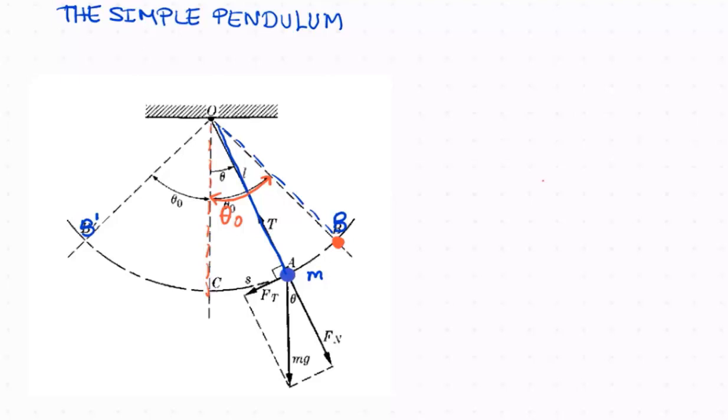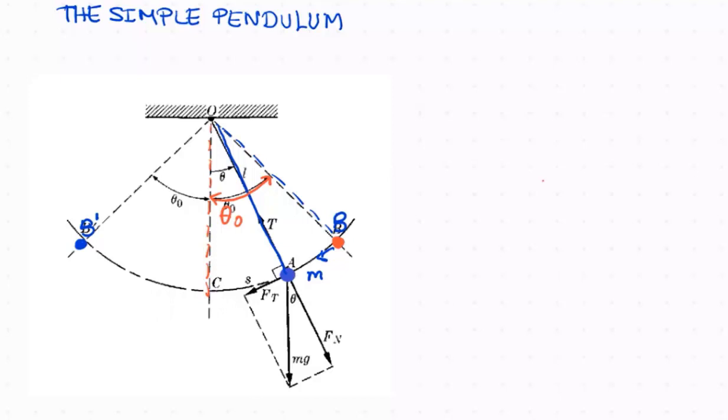The particle is going to do this. It's going to move in this direction. It's going to do all this motion. Eventually, it's going to stop at this point B prime, and it's going to come back to the point B, and so on, over and over, going back and forth, and it's going to oscillate that way.